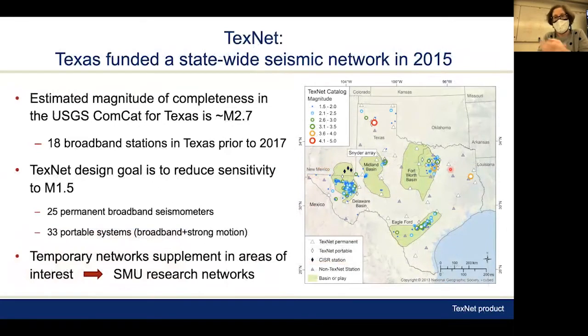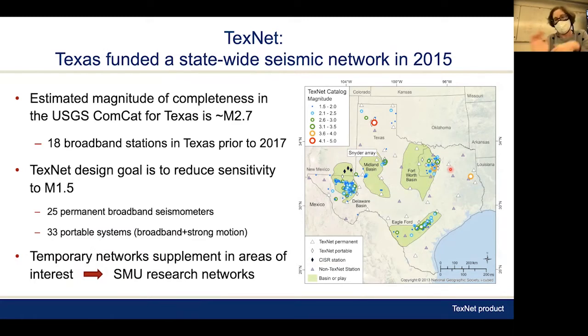All right, so there's TexNet now. It's a statewide seismic network. The first stations went into the ground in 2017. These numbers are out of date, but at the time, it was mandated to go down to magnitude 1.5 across the state. And it was 25 permanent broadband seismometers and 33 portable systems.